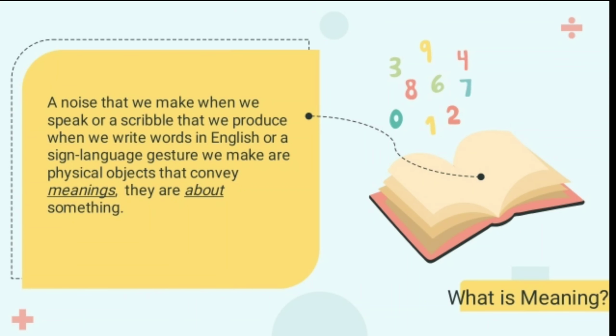What is meaning? Meaning is a noise that we make when we speak, or a scribble that we produce when we write words in English, or a sign language gesture we make; these are physical objects that convey meanings. They are about something. So guys, have you understood the definition of meaning? An important thing you should remember is the difference between arti and makna. And what we discuss today is meaning, or makna. So, you should remember to differentiate between arti and makna.